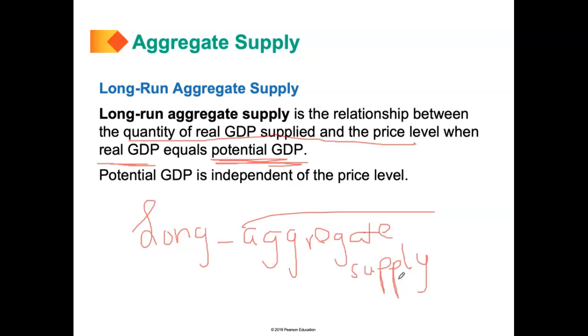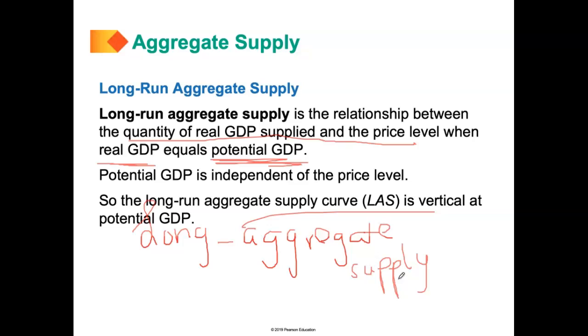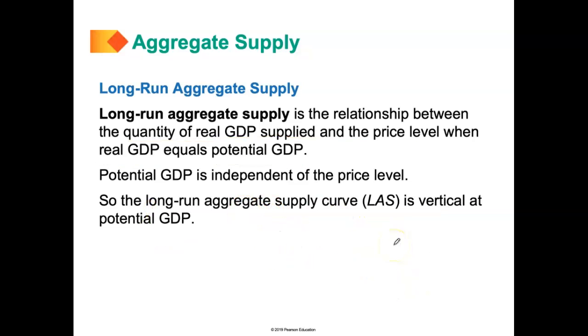Now we have the short run aggregate supply curve. The long run aggregate supply curve, we'll call it LAS, is always going to be vertical at potential GDP. I'll actually draw that later. We'll have the price level and quantity, or real GDP, and the long run aggregate supply curve is going to look vertical like that.